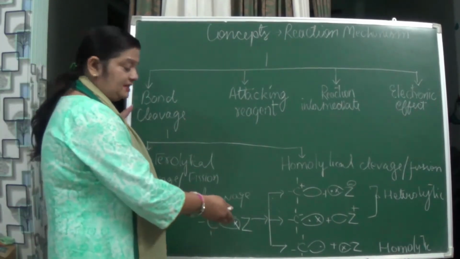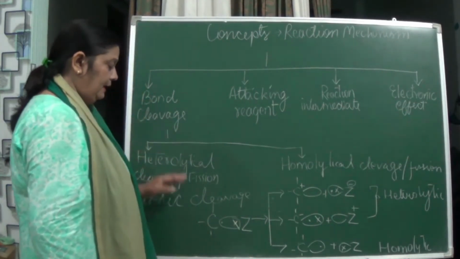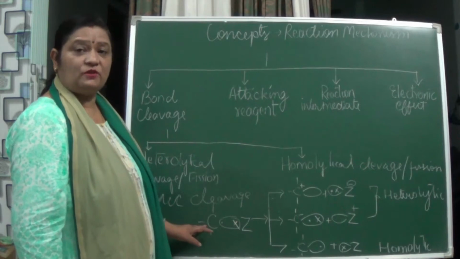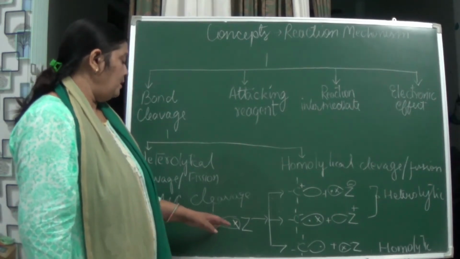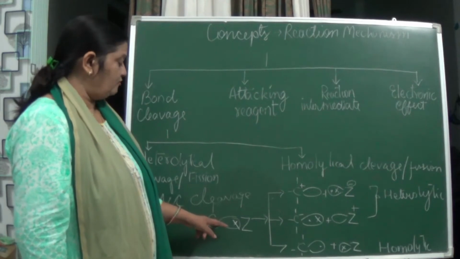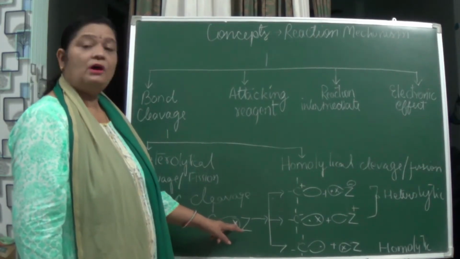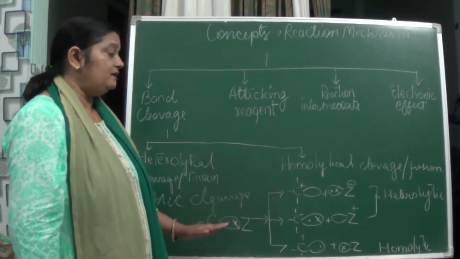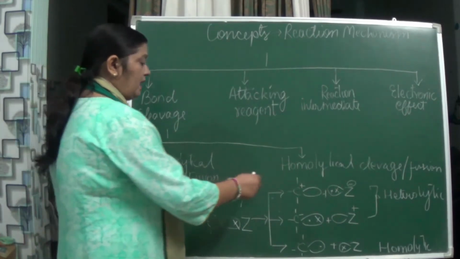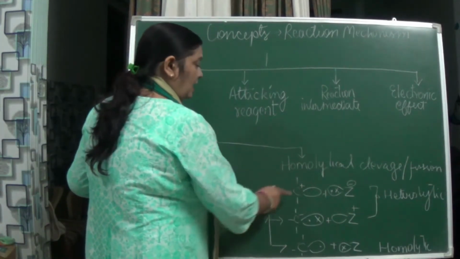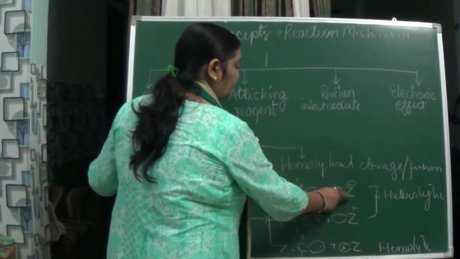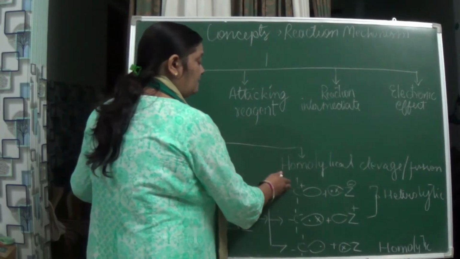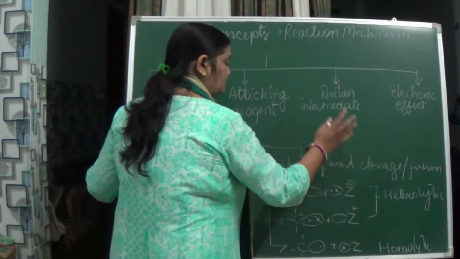Suppose one example I have taken. Here you can see these two elements C and Z. C, obviously, is for carbon. Now here you can see one electron of carbon and one electron of the other element have formed a bond. Now it is breaking. You will be seeing that this electron of carbon is also being taken up by the other element, and this element now consists of two electrons. As a result, it becomes a carbocation and the other one gets a negative sign.